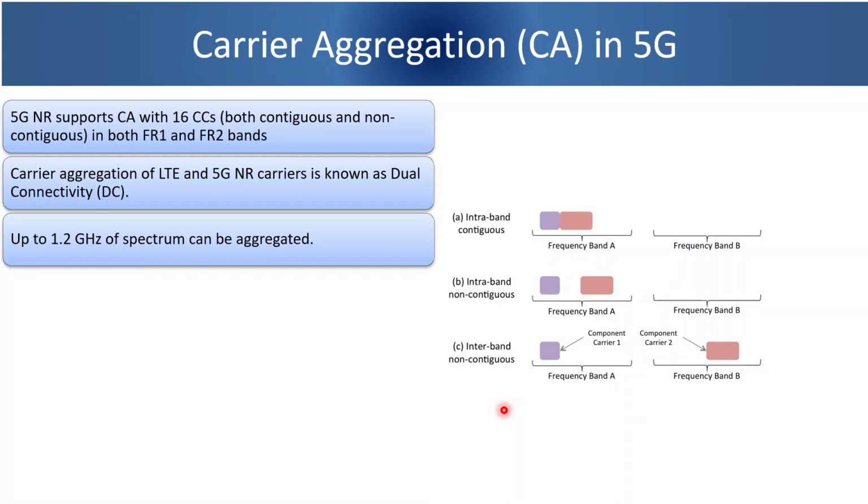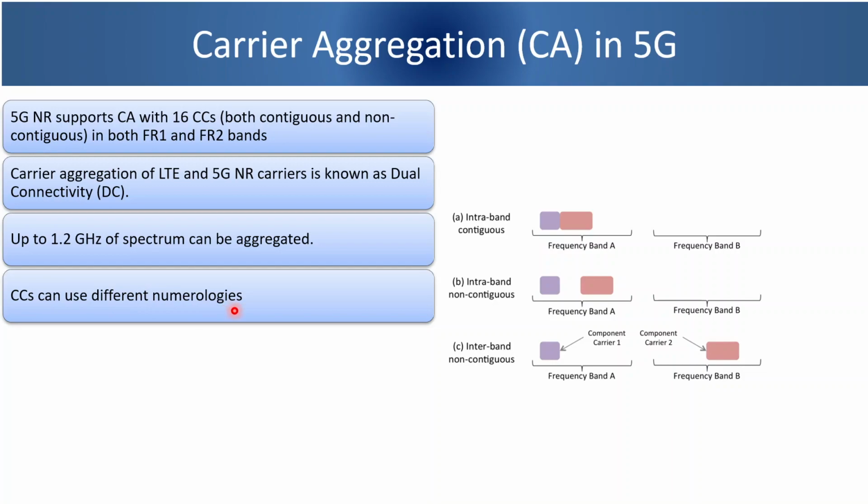So in 5G, up to release 16, the maximum channel bandwidth which can be achieved through carrier aggregation is 1.2 gigahertz. The aggregated component carriers can use different numerologies. That means in one component carrier, you can use one numerology, and in another component carrier, you can use another numerology.